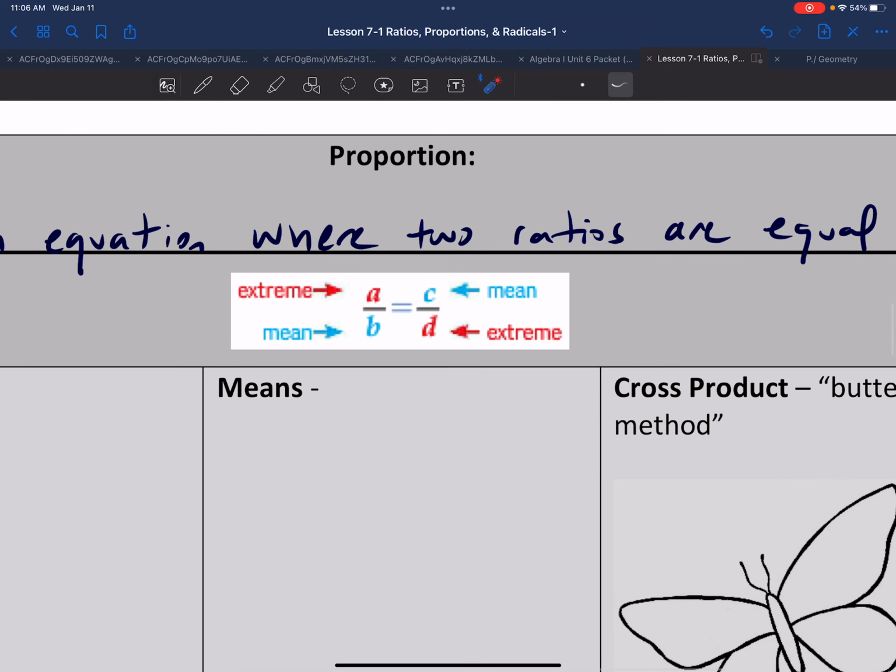I don't really think it matters what these mean. I don't care about these, but it's good to know because we're going to talk about something called the geometric mean later on. So here we have two ratios. They are equal to each other, right? The reds are the extremes and the blues are the means.